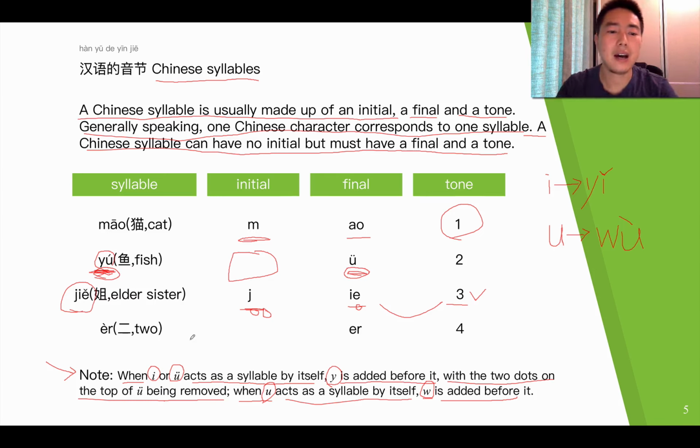Great. Now, the fourth syllable actually just has a final, and it's in the fourth tone. If you remember, this final is pronounced as it is, now with the first tone it is like this. Okay. Now, with these other Chinese syllables, we're going to have some practice.